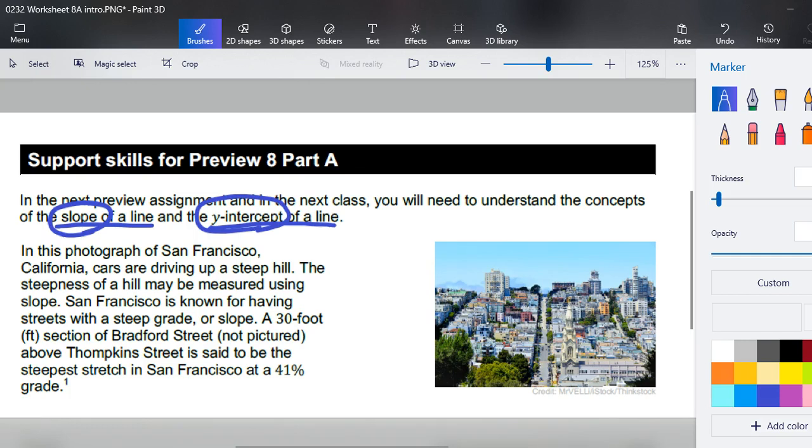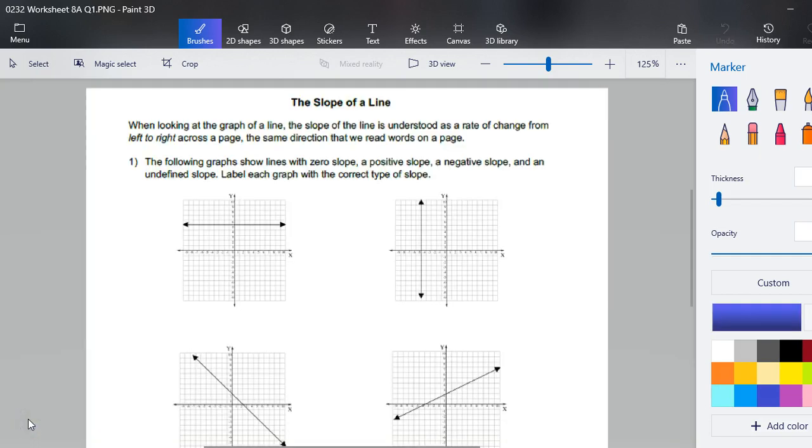them in multiple ways. Beginning with the lesson talking about San Francisco, if you're driving up steep hills, it can be measured using a slope. And if you look at this 30-foot section of Bradford Street, it's not pictured, but it is very steep, and it's said to be at a 41% grade. That's crazy. Now is the time for you to hit pause. Go ahead and do questions 1, 2, and 3, or just do question 1, and then come back and we'll work on it together.